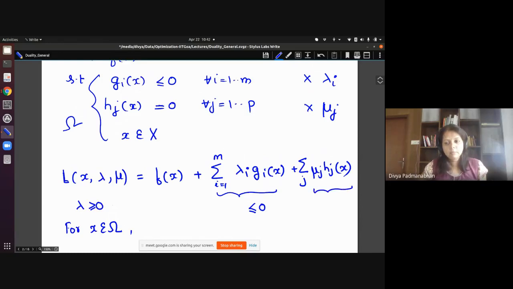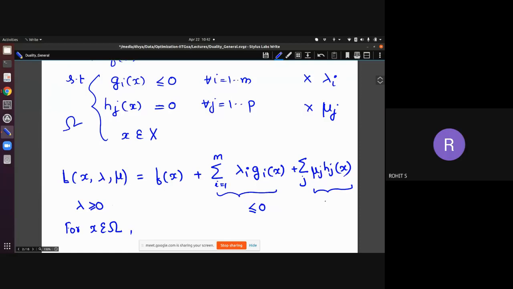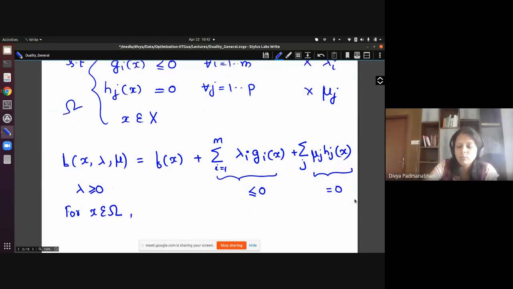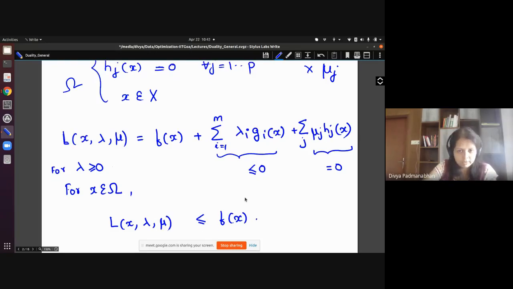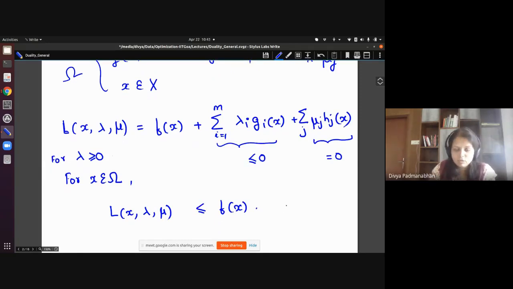Now, what about this term? What do we know about this for any feasible x? It is equal to 0, right? So what we have is this Lagrangian function. For any x in omega you take, L(x, lambda, mu), where the lambdas are greater than or equal to 0, is going to be less than or equal to f(x), because f(x) minus something non-negative comes out. This is true for all x in omega.